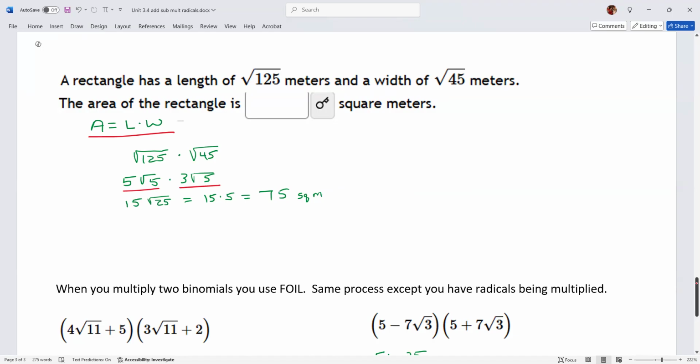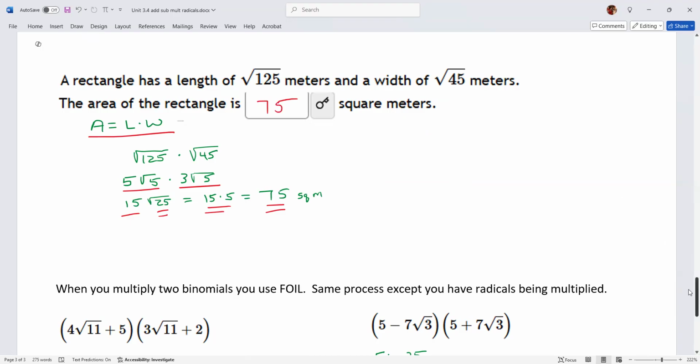And again, I'm assuming you know what I've done. This is from a previous unit. And now it makes sense to multiply. Well, 5 times 3 is 15. 5 times 5 is 25, which is a perfect square. So 25, take the square root of, comes out as a 5. 15 times 5 is 75. So the answer would be 75 square meters.